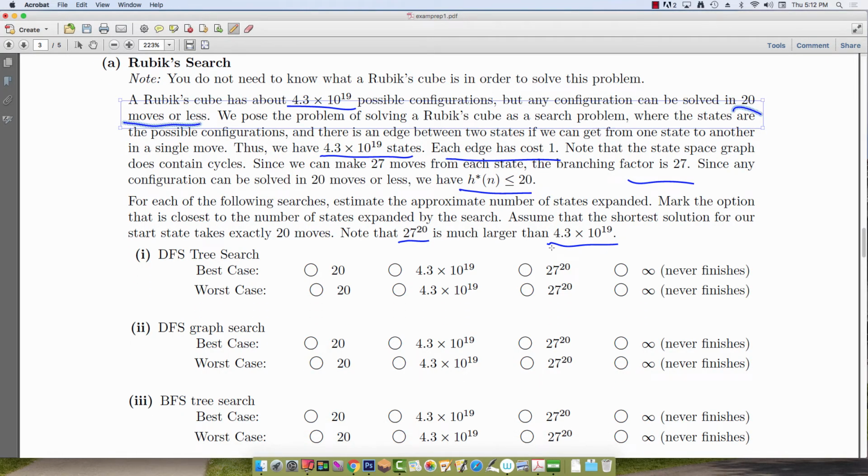So for DFS tree search, what is the best case? So if this is the start, this is the goal. What we want to do is run DFS tree search. In the best case, we get super lucky and we just find the exact correct path from S to G instantly, and we get a best case of 20. In the worst case, it's actually infinite because we're doing DFS tree search, and we know that DFS tree search is incomplete, and we can easily get stuck in some sort of cycle here. I'm sorry, I'm not good with the pen. We can get stuck in a cycle in the worst case, and this could never finish.